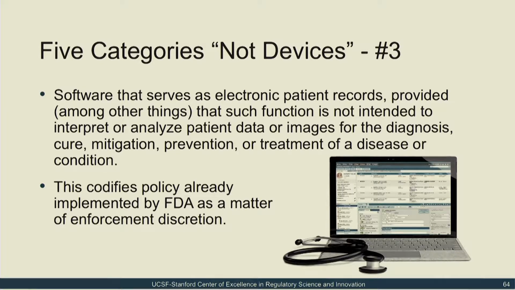Category number 3 includes software that serves as electronic patient records, including patient-provided information, to the extent that such records are intended to transfer, store, convert formats, or display the equivalent of a paper medical chart, so long as such records were created, stored, transferred, or reviewed by healthcare professionals or by individuals working under supervision of such professionals. And also, the software is not intended to interpret or analyze patient records, including medical image data, for the purpose of diagnosis, cure, mitigation, prevention, or treatment of a disease or condition.